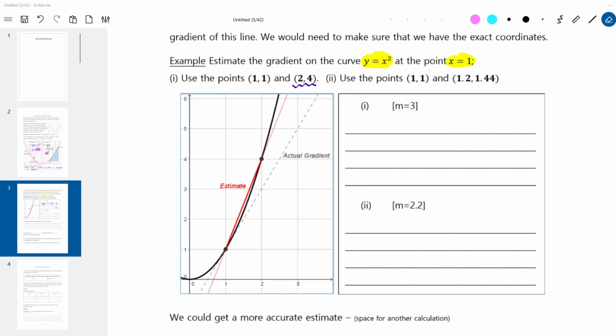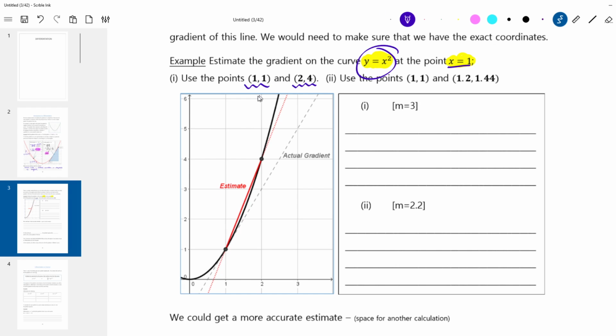Something that we could do to at least ensure that everyone gets the same answer is we could use points on the curve rather than drawing a tangent and taking points off there. So we've done that here. We're going to take the same curve, y equals x squared. We're going to look at the gradient at x is 1, and we're going to use the points (1, 1) and (2, 4), both points that are on the curve.